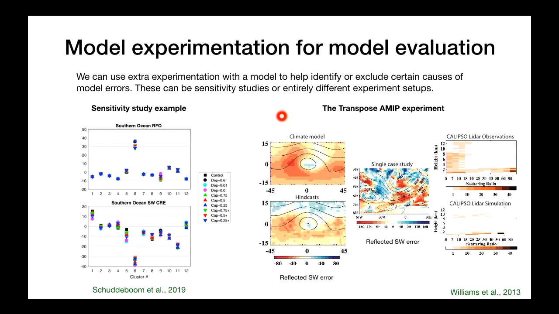The other cool one that I wanted to highlight in model experimentation relates to your question about running a climate model in weather mode. We can do this, and we do it, actually. So here's a composite error in reflected solar radiation from a climate model. That is actually the UK Met Office model that we are using in Australia as well.